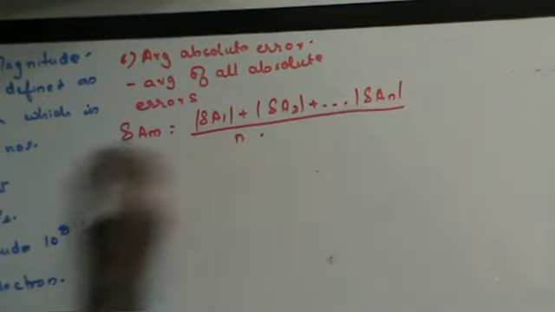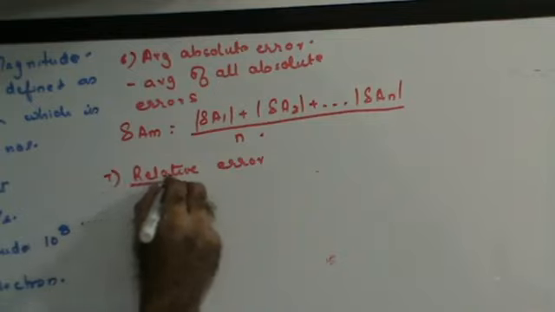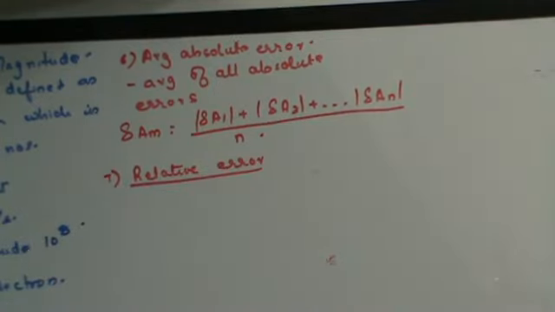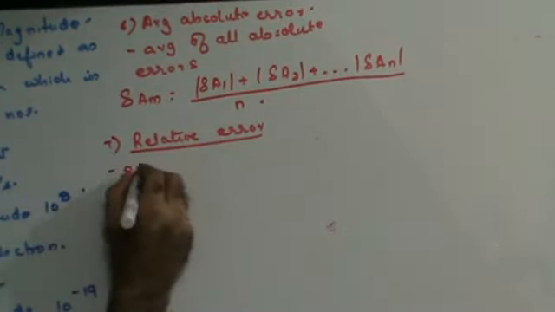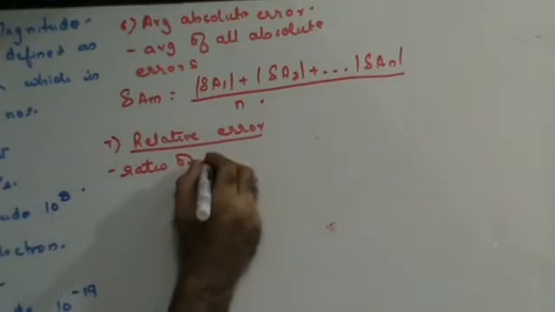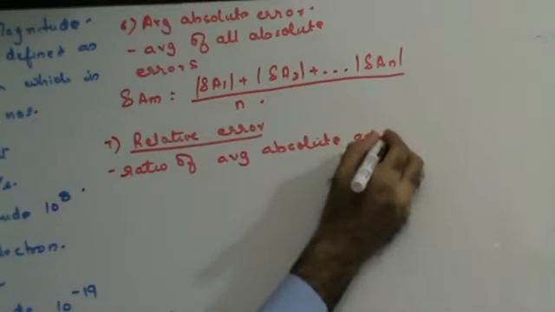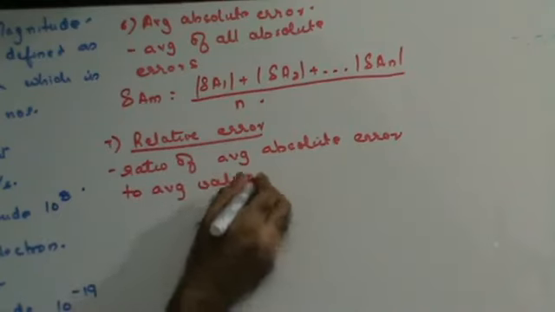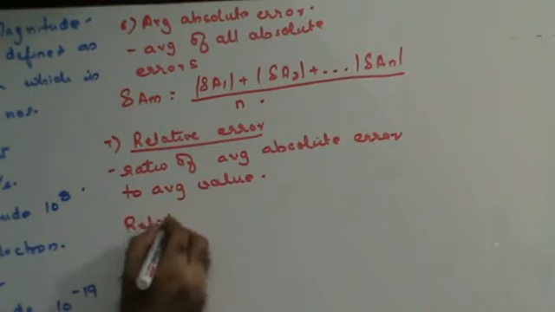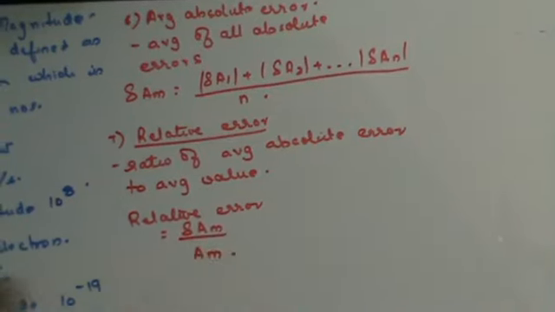Next, what do we understand by relative error? What is relative error? Relative error is the ratio of average absolute error to the average value. It is nothing but the ratio of average absolute error to average value. Right? So that means I can say that relative error is nothing but average absolute error upon average value.